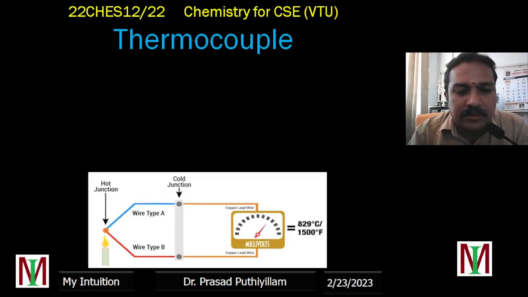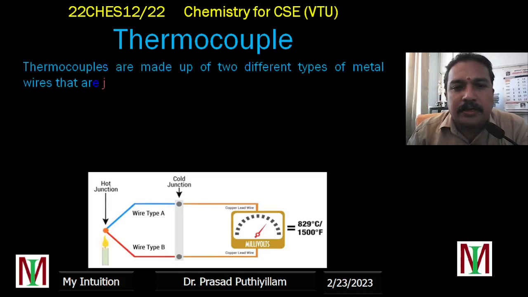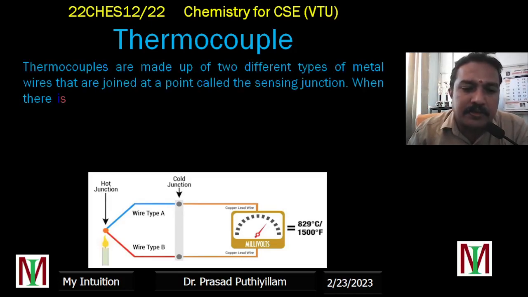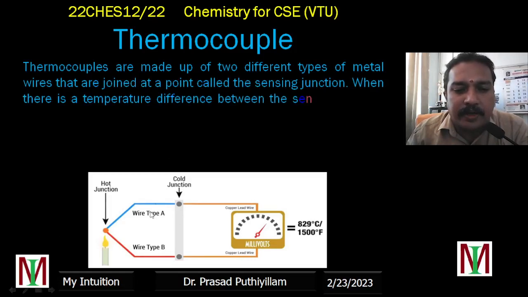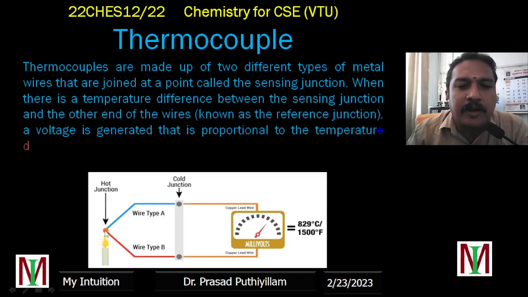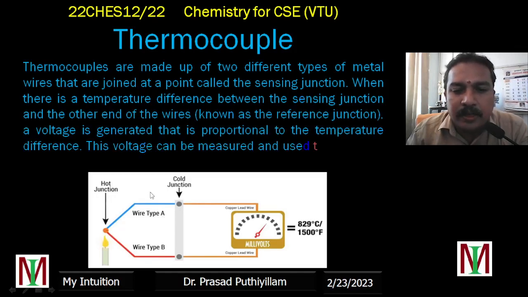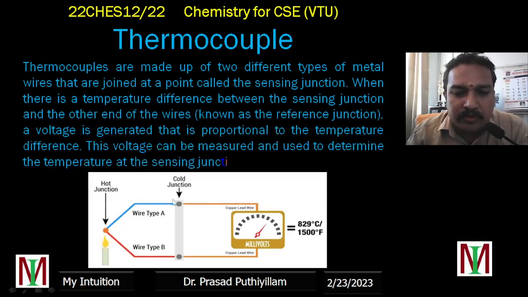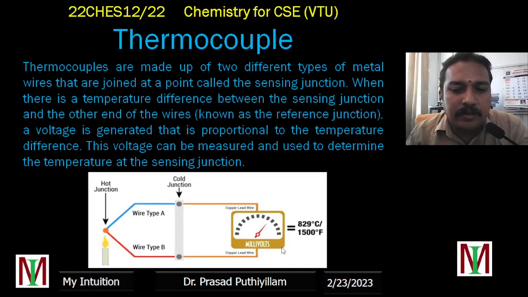This is another one, called a thermocouple. A schematic representation of a thermocouple is given here in the image. Two different types of metal wires are used, wire type A and wire type B, which are joined at a place called the hot junction, and also joined in another place called the cold junction. Then it is taken to the corresponding voltage measuring device.